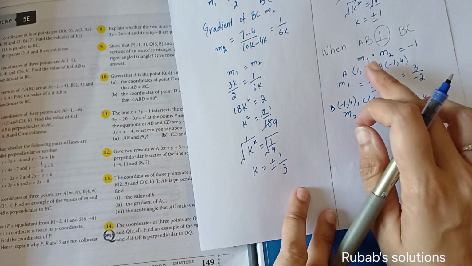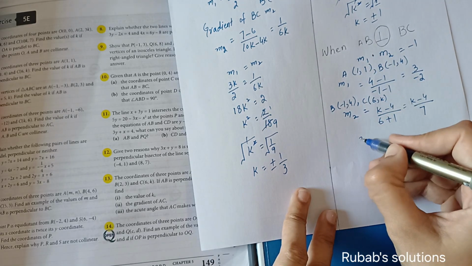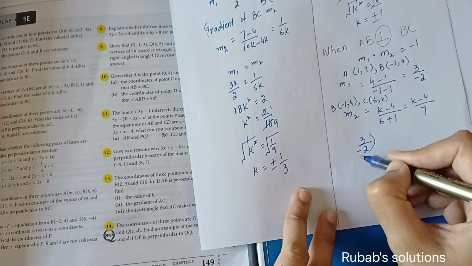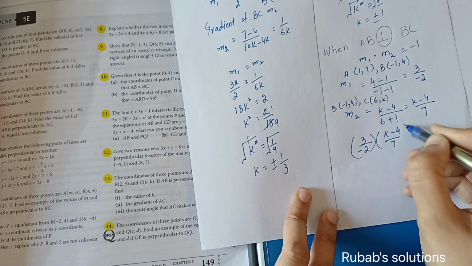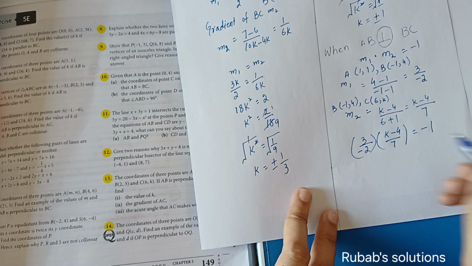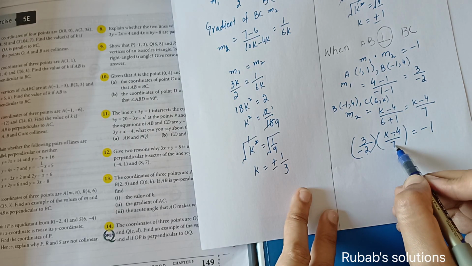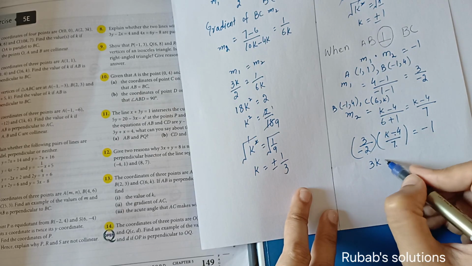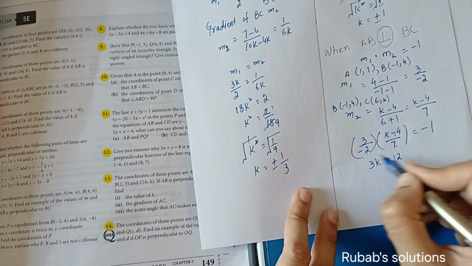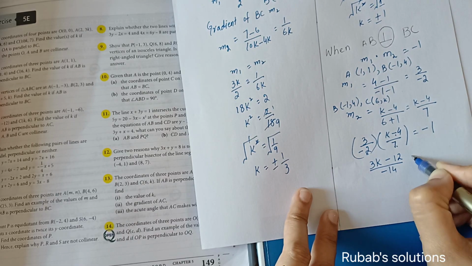Now according to the given condition you have to put this in your formula. M1 is 3 by minus 2. This dot means multiplication, so it's better to put a bracket. It is equal to minus 1. Now the numerator will multiply with the numerator and the denominator with the denominator. So 3 multiplied with K minus 4 becomes 3k minus 12, and 2 multiplied with 7 is minus 14, equal to minus 1.